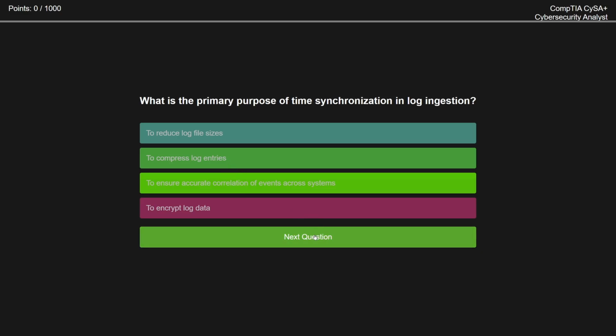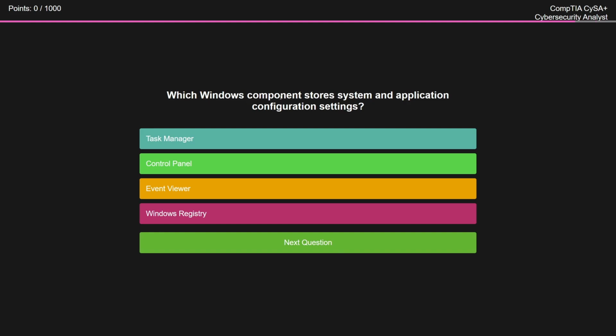So, next question. Which Windows component stores system and application configuration settings? Task Manager, Control Panel, Event Viewer, or Windows Registry? For me, I would think it would be Windows Registry because that's where all of your settings and all your registry keys are. Yep, and Windows Registry was correct because we ran out of time.